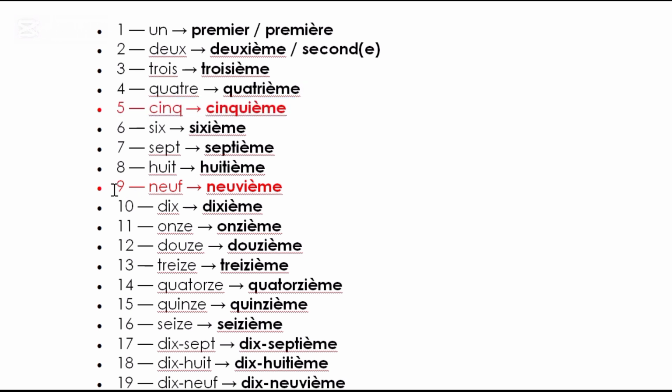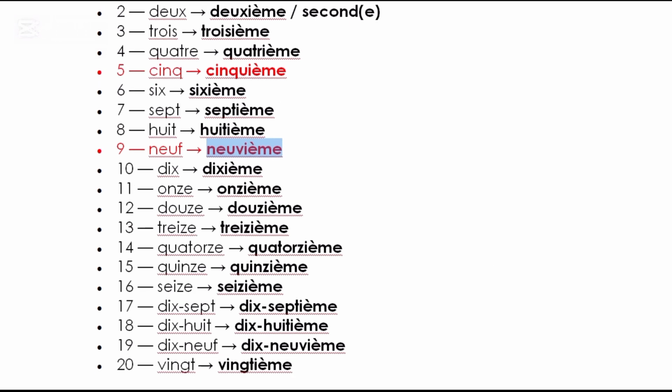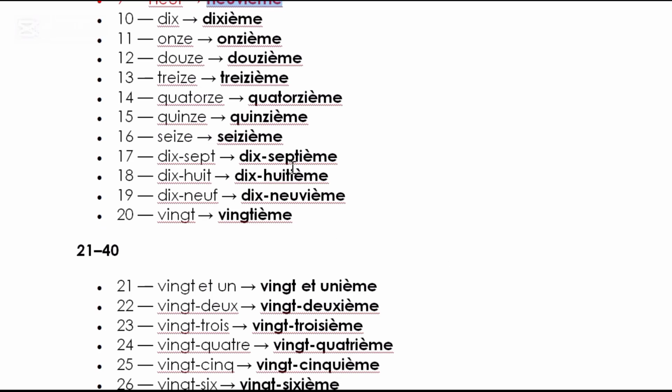And then number 9. 9 is neuf. Now, to make this neuf ordinal, this F changes to V. After changing it to V, you add ième. It becomes neuvième. So even here, when we are looking at 19, it becomes dix-neuvième, 19e. That is, F changes to V.